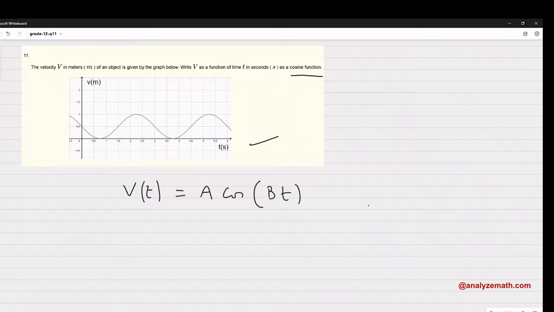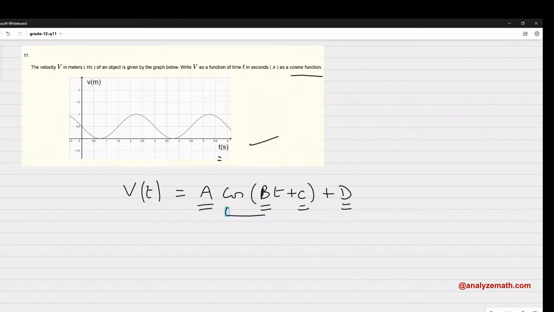bt, t is the variable, the time here. bt plus c plus d. This is the general form of a cosine function. The coefficients a, b, c, and d are to be found. Now, before we start finding the values, let's develop some formulas.